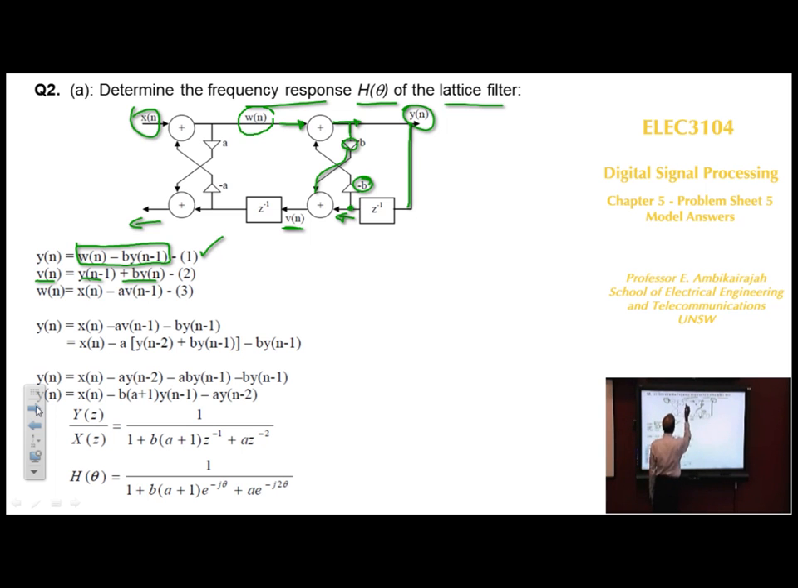So how do you find wn? wn is here, so xn coming in, vn minus 1 is here, multiplied by minus a, is added to the xn, you get wn. So wn is equal to xn minus a vn minus 1. So what we need to do from here is basically remove vn and wn from the equation so that you can relate yn and xn.